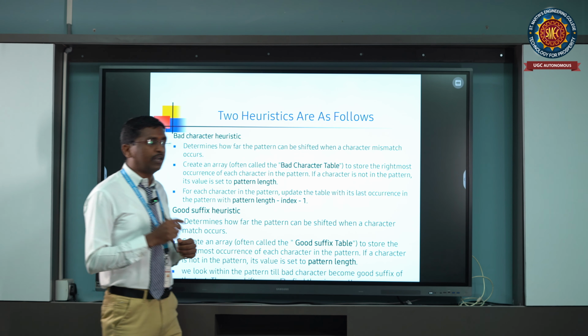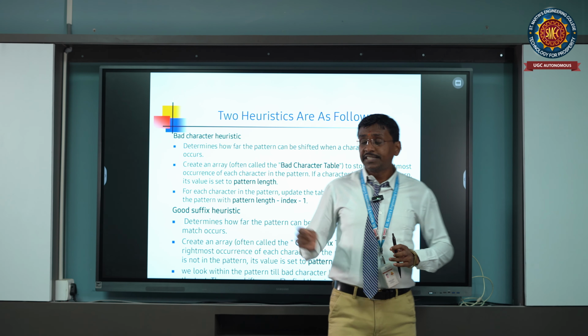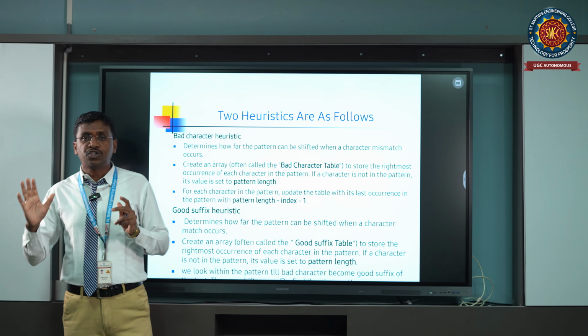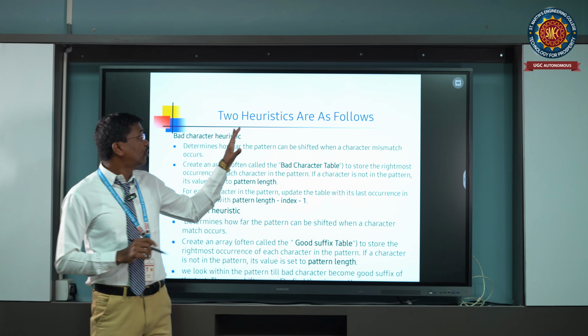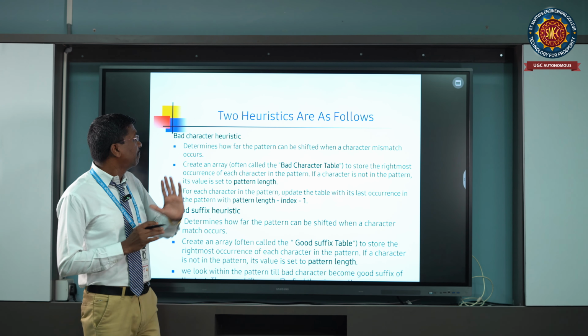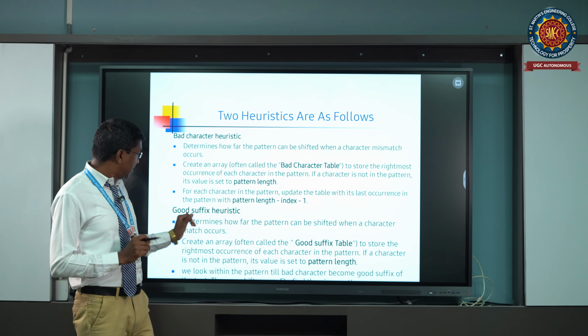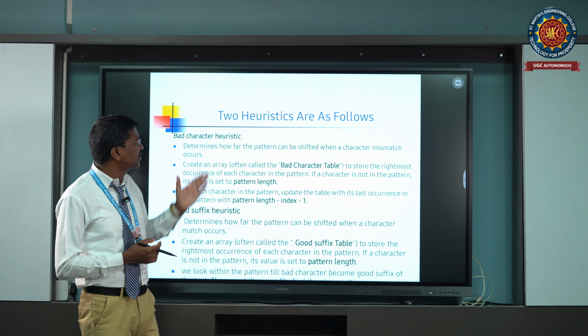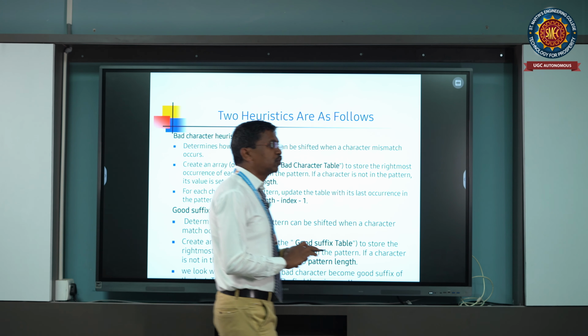I'm telling two things, two strategies. I'm going to call them approaches. One approach is the bad character heuristic. The second is the good suffix heuristic. You can call them two things, sir. Why are you using these two? These two make us able to solve the problem.